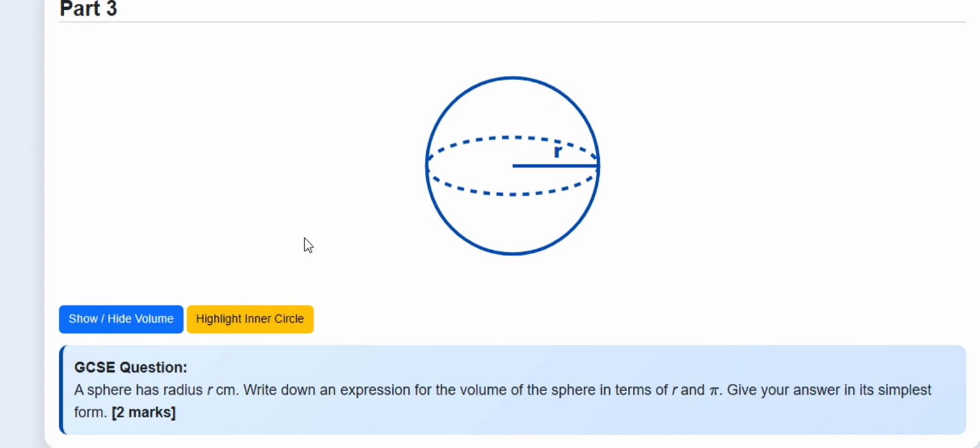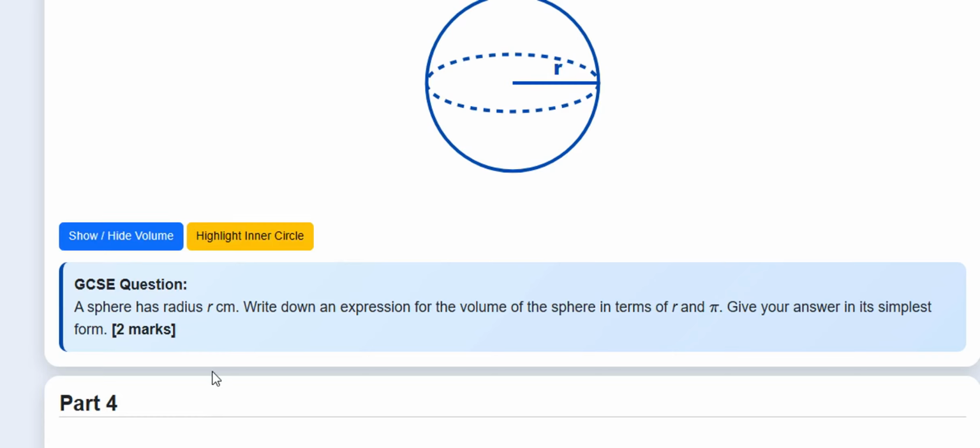In this question 3, you are told a sphere has a radius of r centimeters, and then we are told to write down an expression for the volume of the sphere in terms of r and pi. Give your answer in its simplest form. And as we said, of course, the volume is the space covered by the sphere. A sphere tends to have a circle at the center, and we are told the radius of the sphere is r, and pi is pi. We are given like this.